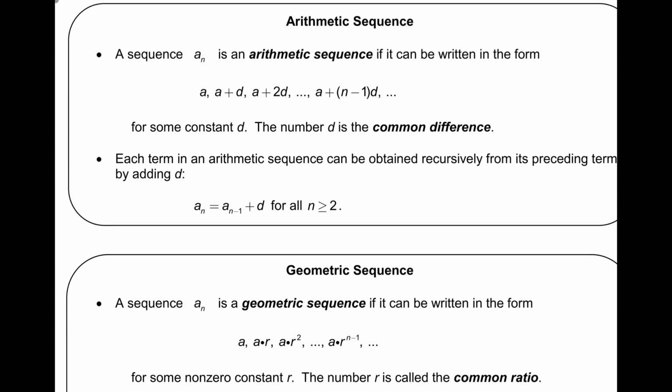Arithmetic sequences. A sequence A of n is arithmetic if it can be written in the form A, comma, A plus D, comma, A plus 2D, comma, and so on, all the way to A plus n minus 1 times D.